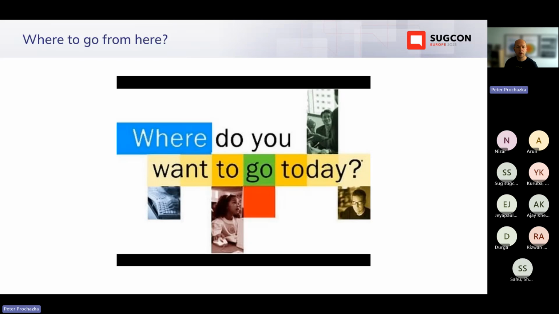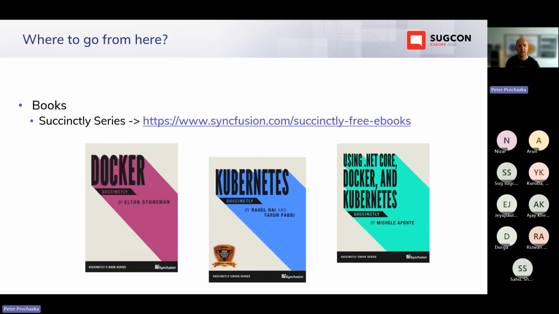So where to go from here? There is a really nice set of books from the Succinctly series. I really like these books because they are free. You don't need to pay for them. They usually have around 90 or 100 pages, and they really go straight to the point. So you can read about Docker, about Kubernetes, and also about .NET Core with Docker and Kubernetes. Really, these 3 books are helpful to read.